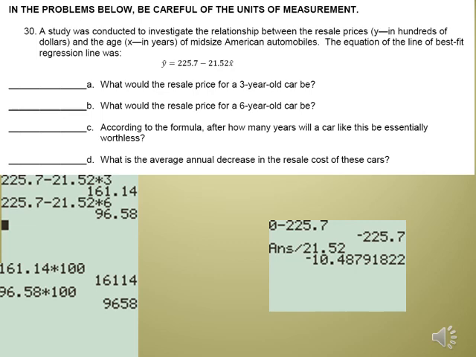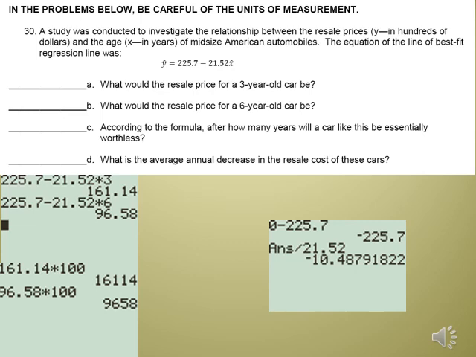And the last one says, what's the annual decrease in the resale cost? Sometimes I'll have people that will like take it between 0 and 10, plug all of those numbers in, and then find the average of them. And boy, is that a pain. The answer is $2,152. Basically, it's the slope.